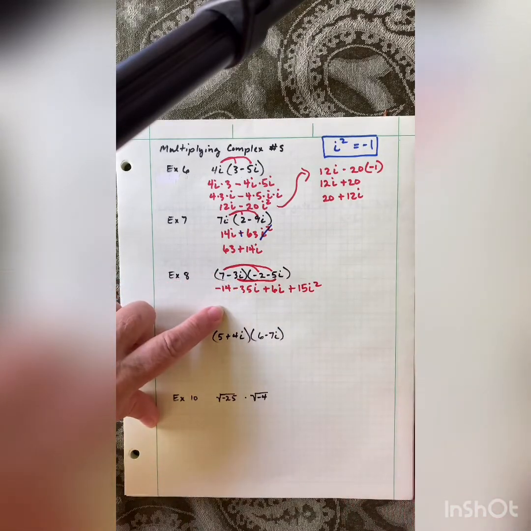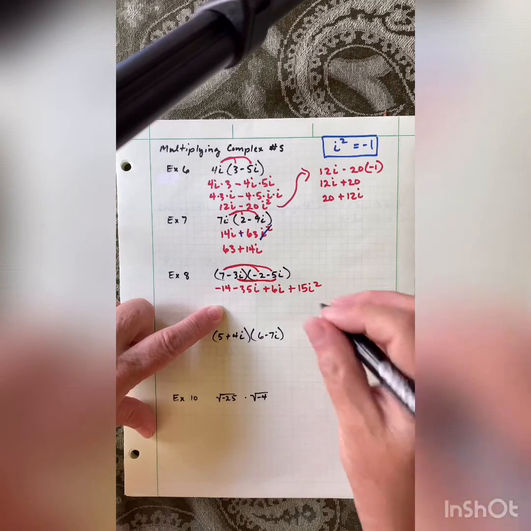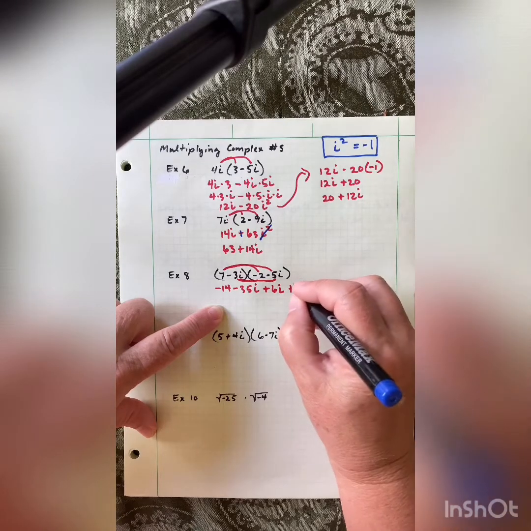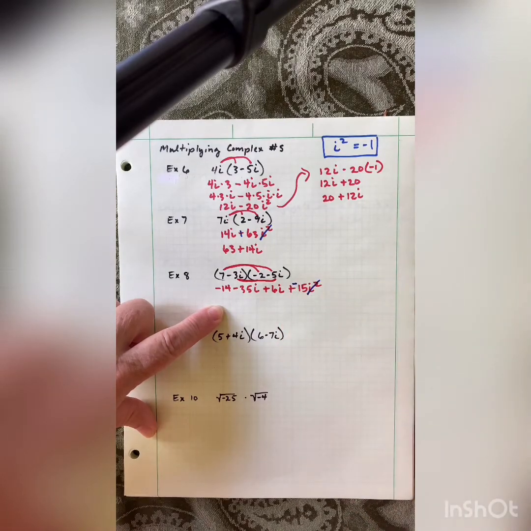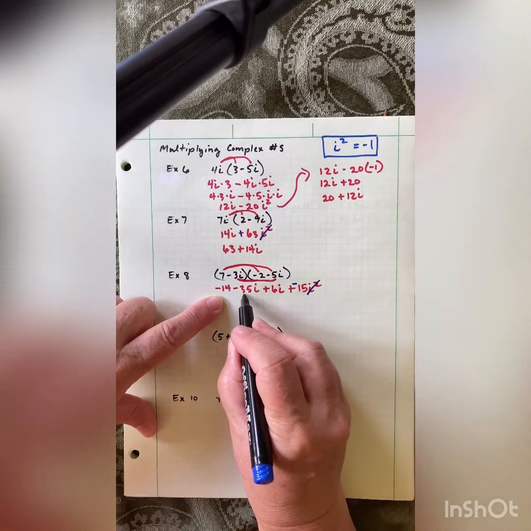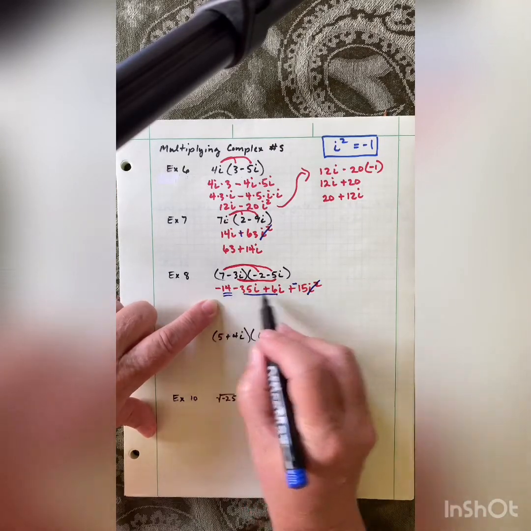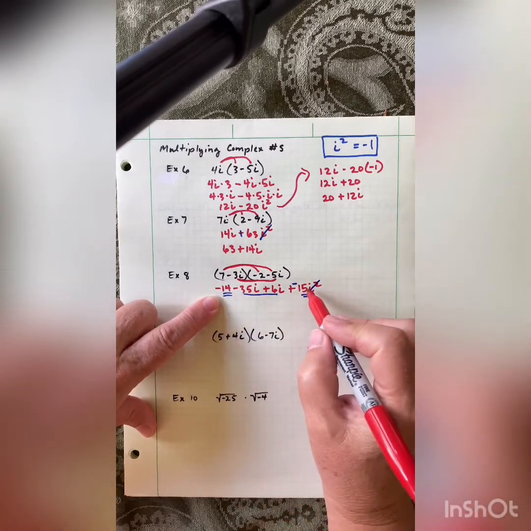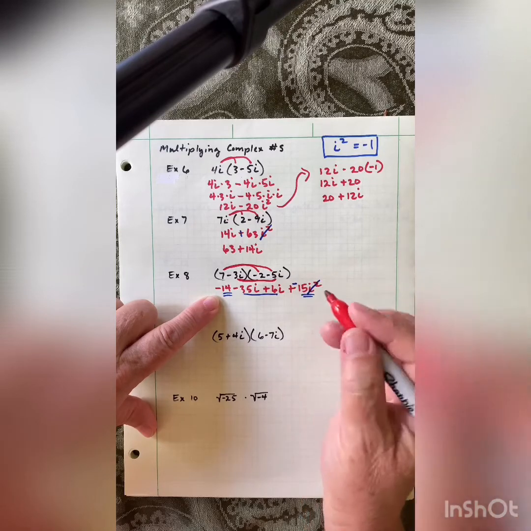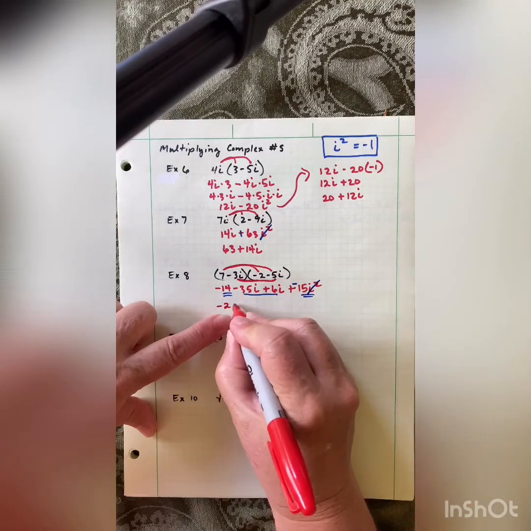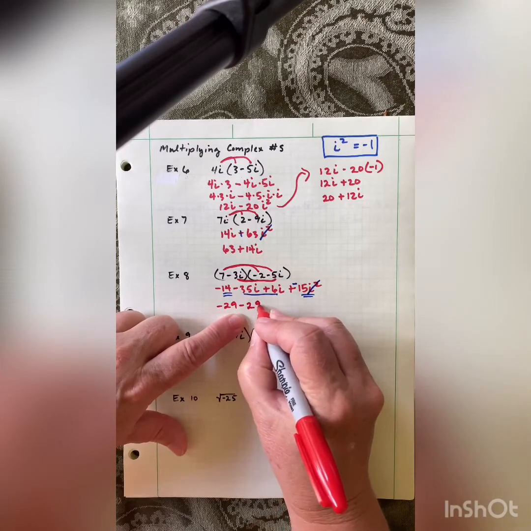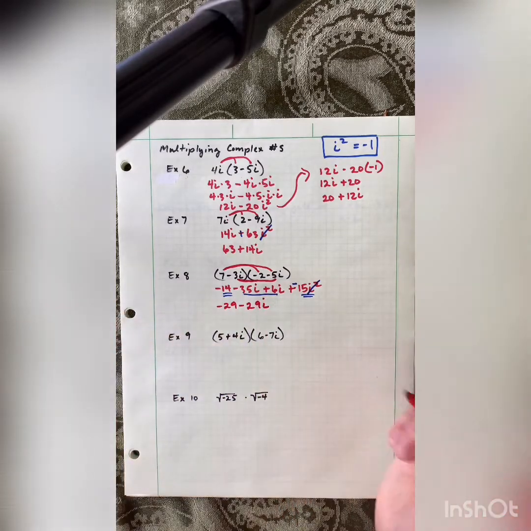Okay, so now we have to combine like terms and clean this up. Well, i squared is -1, right? So I'm going to cross that out and change that sign, because that's the same thing as multiplying by a -1. These two guys here are like terms, and these guys now are like terms. Okay, so -14 plus the -15 is going to give me a -29. Combine those guys, give me 29i. And there you go.